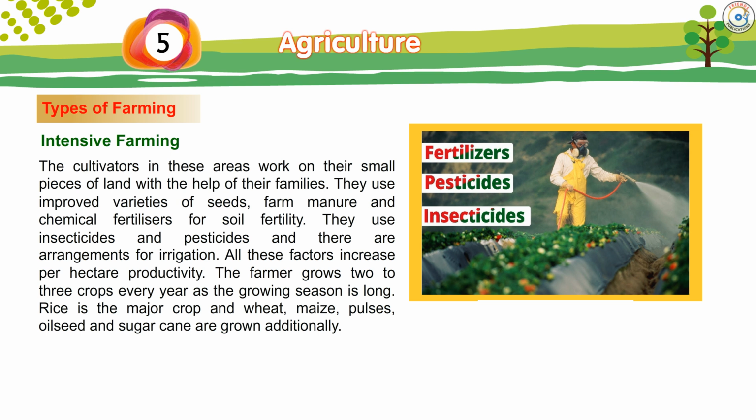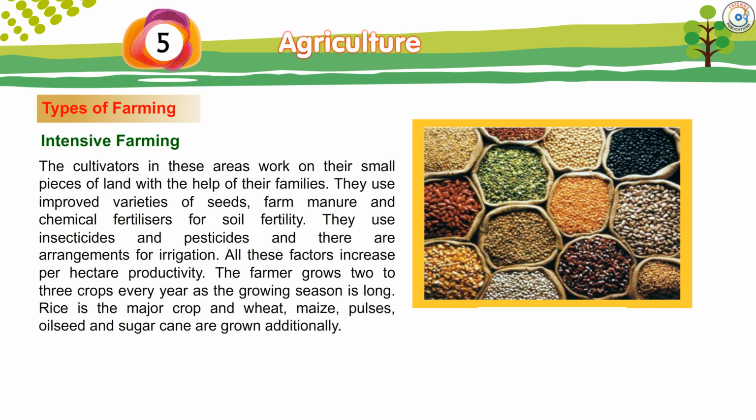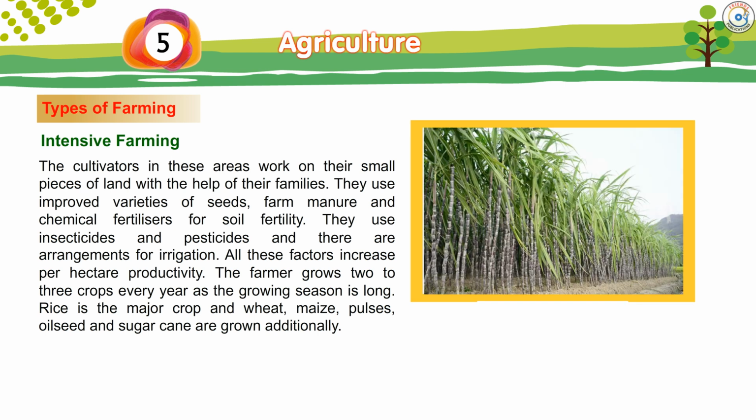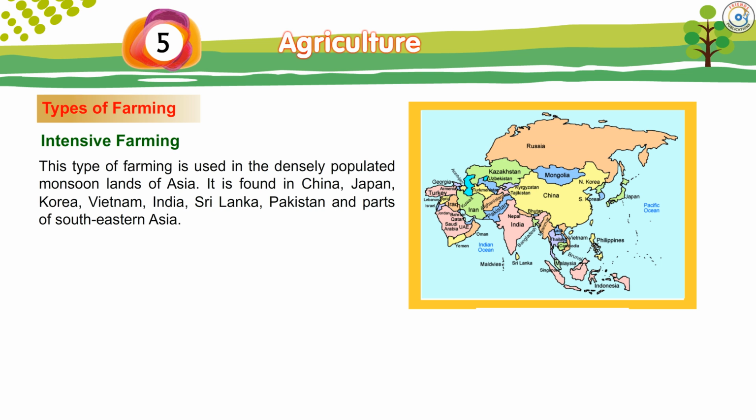The farmer grows 2 to 3 crops every year as the growing season is long. Rice is the major crop, and wheat, maize, pulses, oilseed, and sugarcane are grown additionally. This type of farming is used in the densely populated monsoon lands of Asia. It is found in China, Japan, Korea, Vietnam, India, Sri Lanka, Pakistan, and parts of Southeastern Asia.